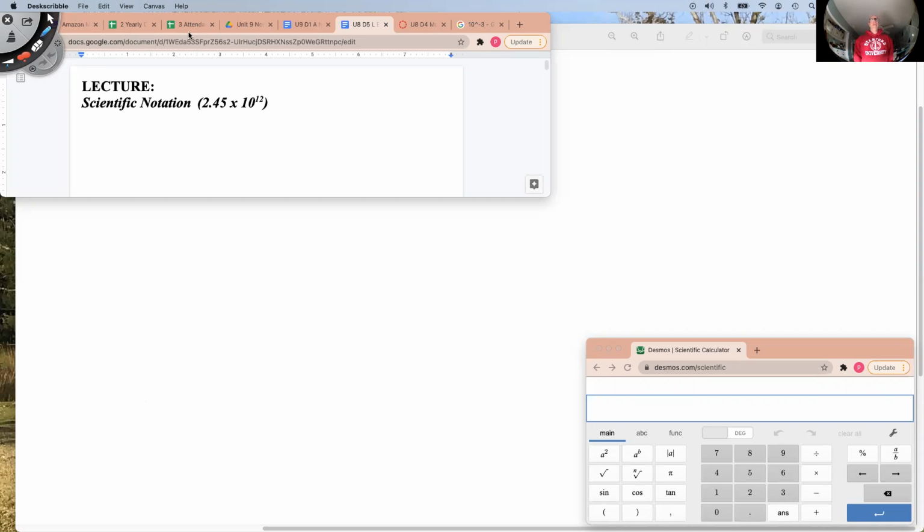What we're going to be doing today is working on scientific notation. Now, we've worked a little bit with scientific notation, but we're going to do a lecture on scientific notation and a worksheet because I noticed that some of us are struggling with how to put numbers into calculators and what numbers are supposed to look like.